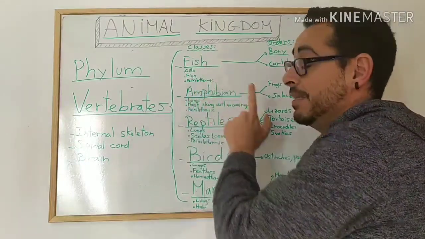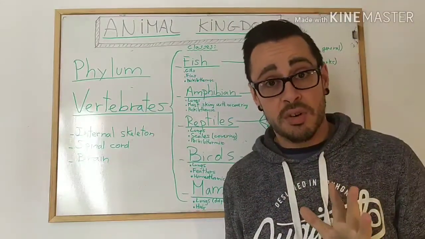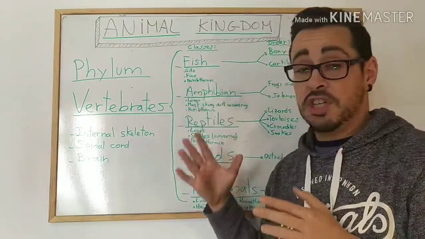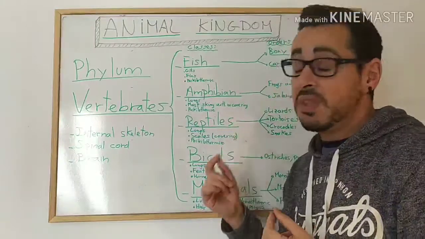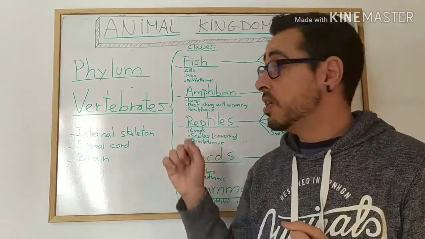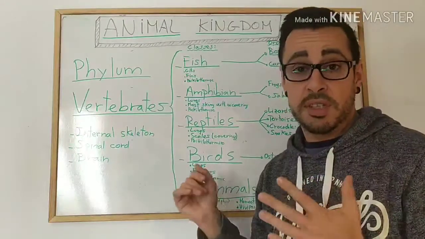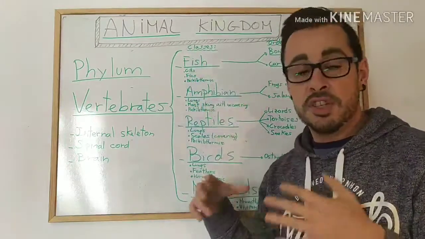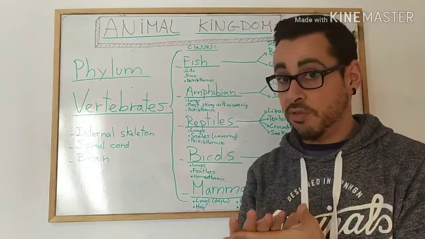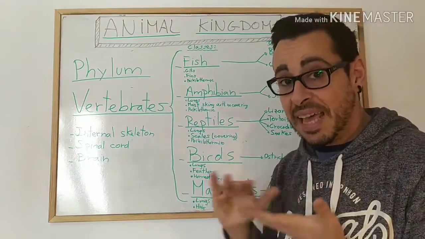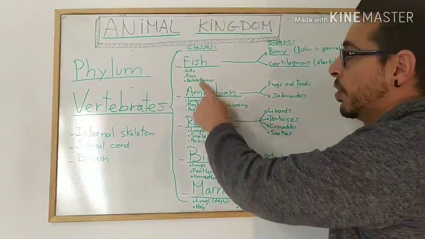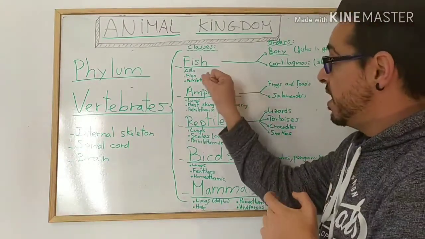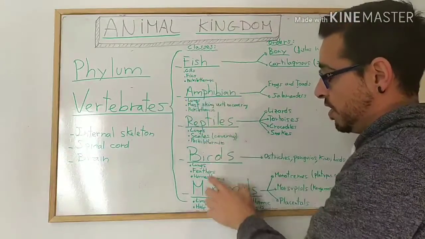For example, the temperature of a fish, okay, is going to be the same as the temperature of the water where the fish lives. If the water is 10 degrees, the temperature of the fish is going to be 10 degrees. And if the water is 25 degrees, the temperature of the fish is going to be 25 degrees. They cannot regulate the temperature. They cannot maintain a constant temperature. Okay, poikilothermic, homeothermic.